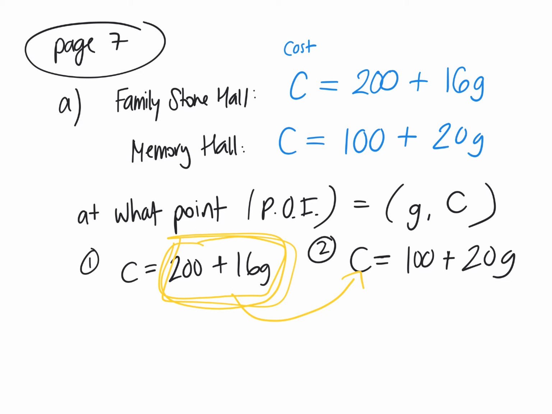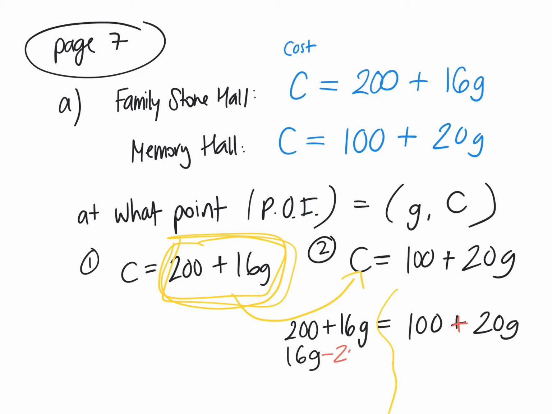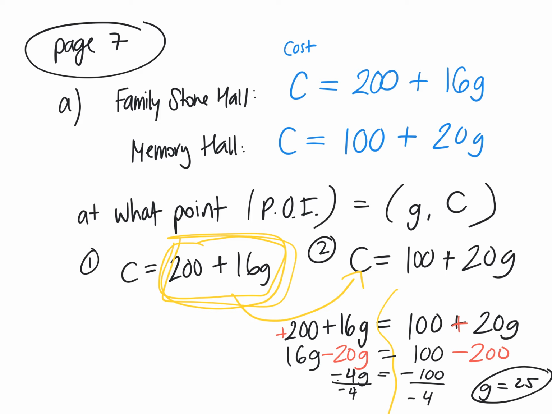So instead of writing C, I'm going to write what? 200 plus 16G equals 100 plus 20G. 16G, the positive 20G, if I bring it to the other side, it becomes negative 20G. Then I have the 100 on the right side. This positive 200 becomes negative 200. What's 16 take away 20? Negative 4. What's 100 take away 200? Negative 100. Divide both sides. G equals 25. So that means for 25 guests, their costs will be the same.